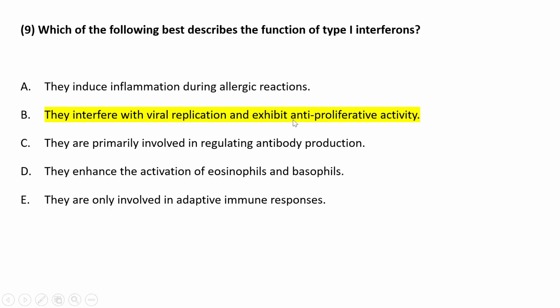And they also activate the NK cells, that is natural killer cells, to destroy the virus-infected cells. And type 1 interferon also increases MHC class 1 expression and makes the infected cells more visible to the CD8 cells. They also have anti-proliferative effects, meaning they can slow down tumor growth and can be used in cancer therapy. So the function of type 1 interferon is to interfere with viral replication and exhibit anti-proliferative activity.